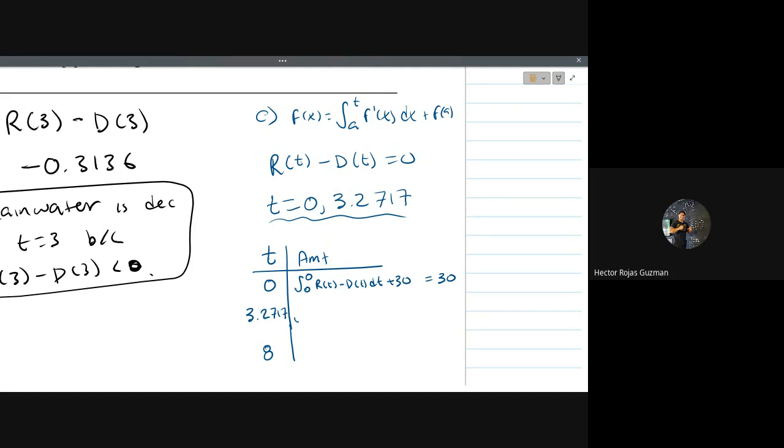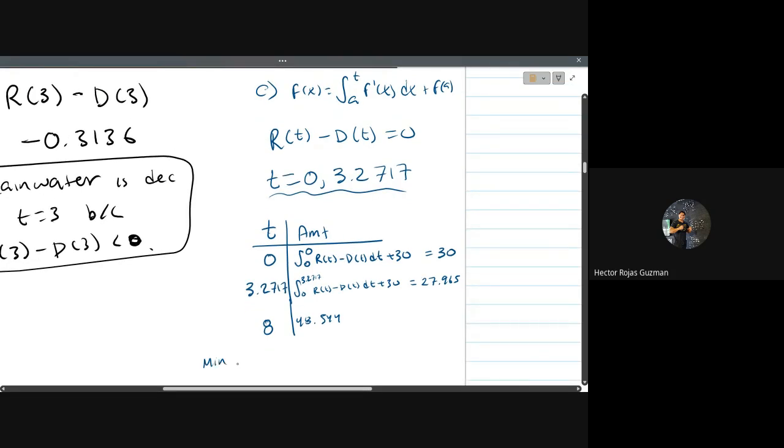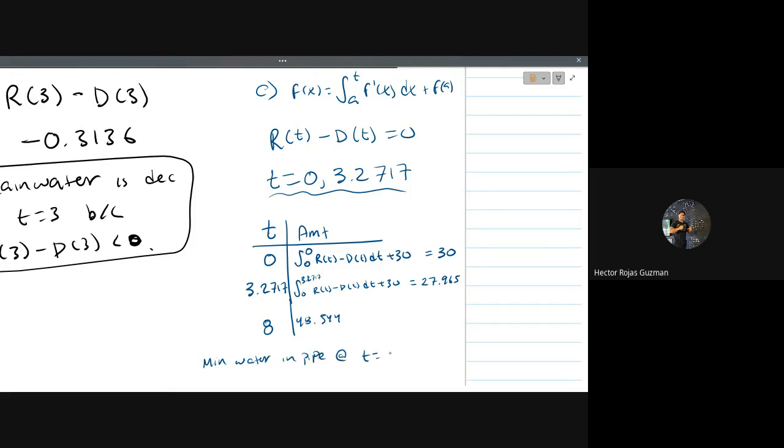Plug in the other one. Technically, you don't even have to show this work on the table. I'm just showing you guys. You can just complete the table with the answer, which is 27.965. The last one is 48. Now we know which one's the minimum. The water's at a minimum at 3.2717. Minimum water in pipe at T equals 3.2717.